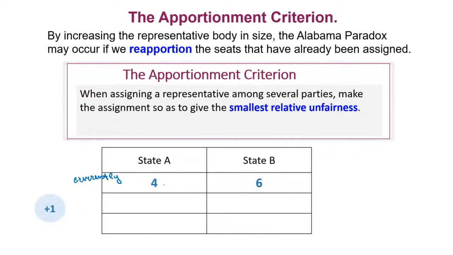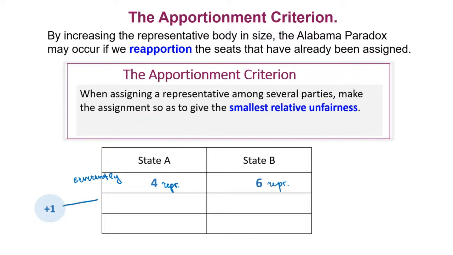Currently, state A has 4 representatives, and state B has 6 representatives. It is fixed. We do not reapportion all representatives as the Hamilton method does. We fix these 4 and 6 representatives, and the question is, if we increase the representative body, who will get the next representative, this extra representative? Who deserves this additional one?